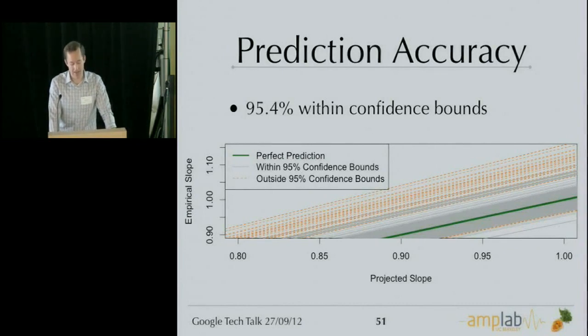But the high bit here is that bullet point, which is that for a 95% confidence bound, more than that are within that error. So that was good.